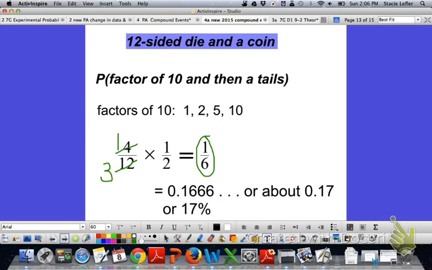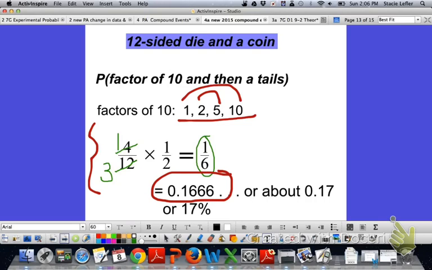Since the factors of 10 are 1, 2, 5, and 10, we have 4 successes out of 12 total numbers. And we multiply that times the tails probability, which is 1/2. Remember, you can simplify any numerator with any denominator. Multiply across, and we get 1/6. 1/6 as a decimal is 0.16 with the 6 repeating. Rounded to the hundredths place value is 17 hundredths, or 17%.